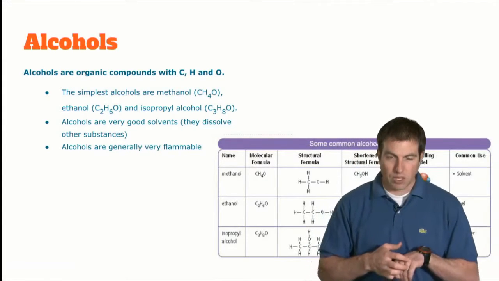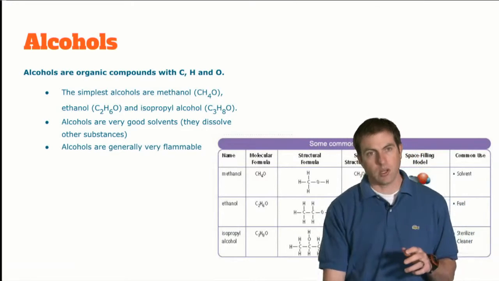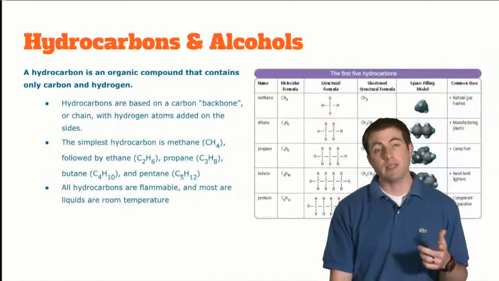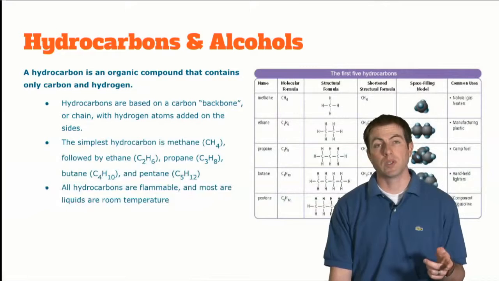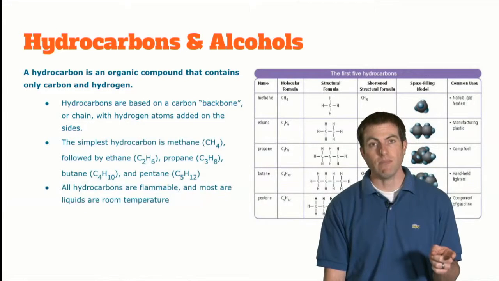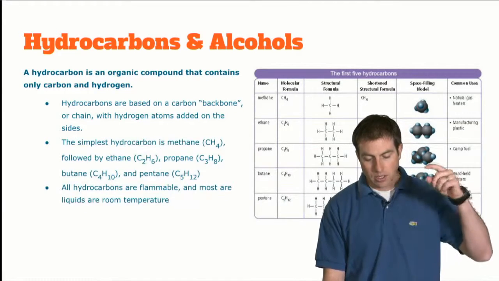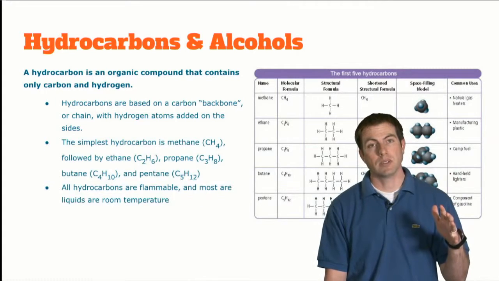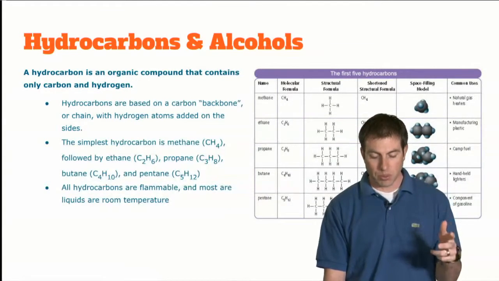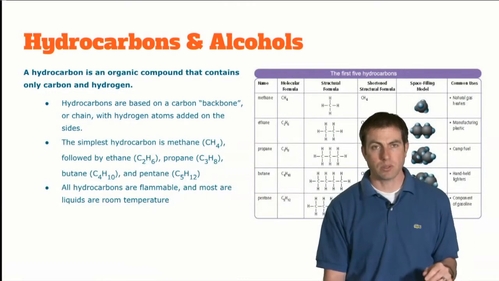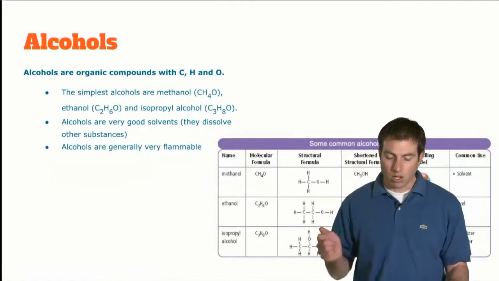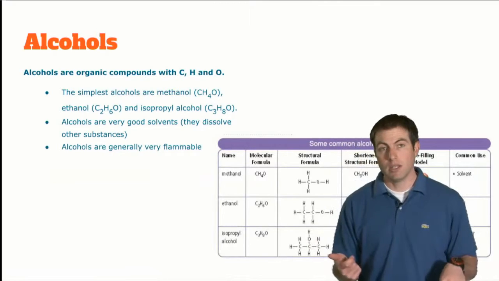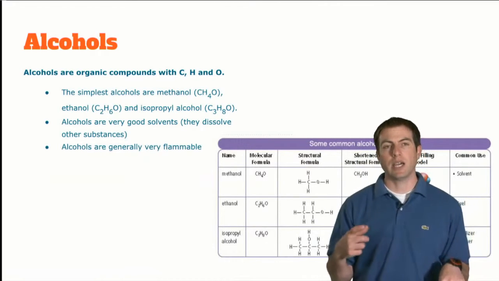If you think back, let's just take a quick jump back here. The most basic hydrocarbon was called methane. And then we went to ethane, propane, butane, and pentane. Those are the first 5 hydrocarbons. So meth, eth, prop, but, pent. Remember those. Now we jump forward to alcohols. Methanol is the most basic type of alcohol.